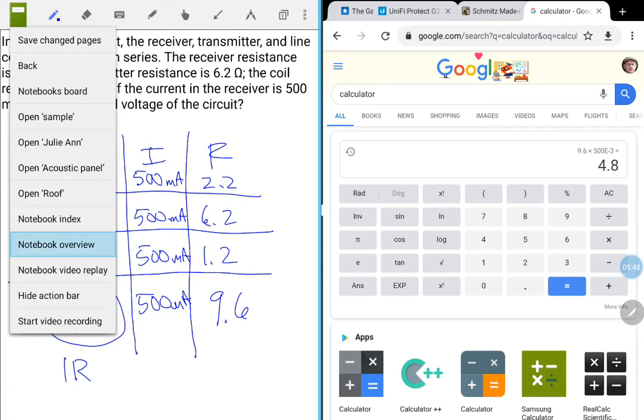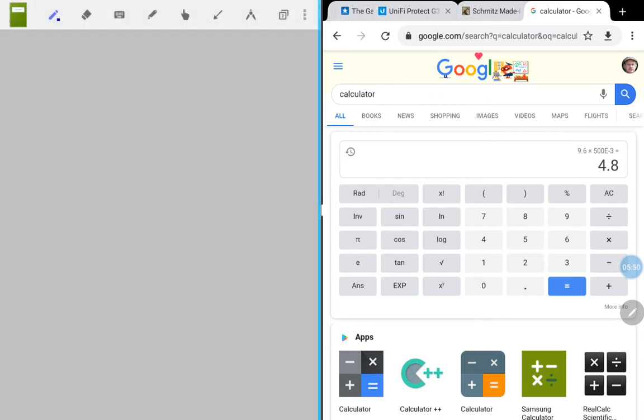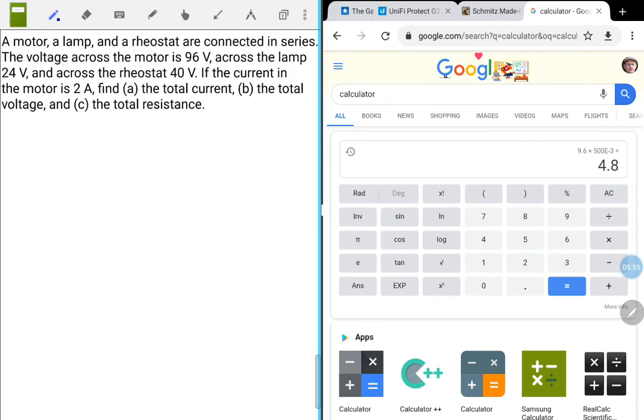Okay, let's see. Go to the overview. Pick the last problem. And here it is. Okay, let's look at what's given this time. We've got a motor, a lamp, a rheostat, and those are all in series. The voltage across the motor is 96. The lamp is 24. And the rheostat is 40. And we know the current in the motor is 2 amps.